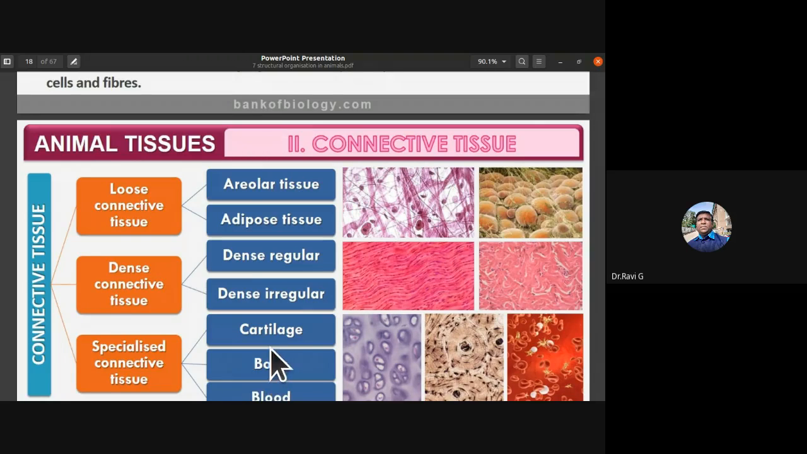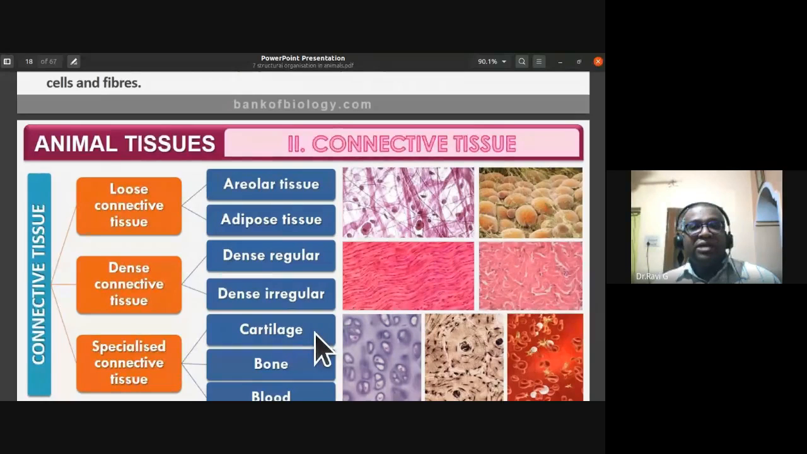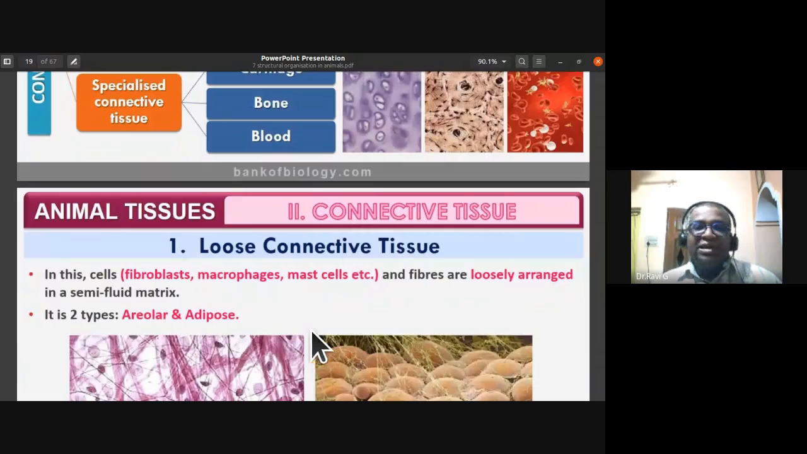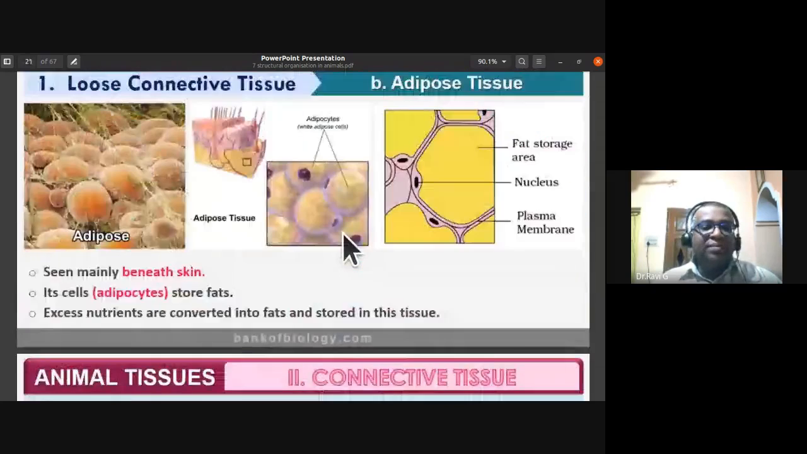Then the specialized connective tissue, we have three to study. The first part that we are going to study is the cartilage. So for today's class, we'll be studying cartilage. In the next class, we'll be studying about the bone and blood.